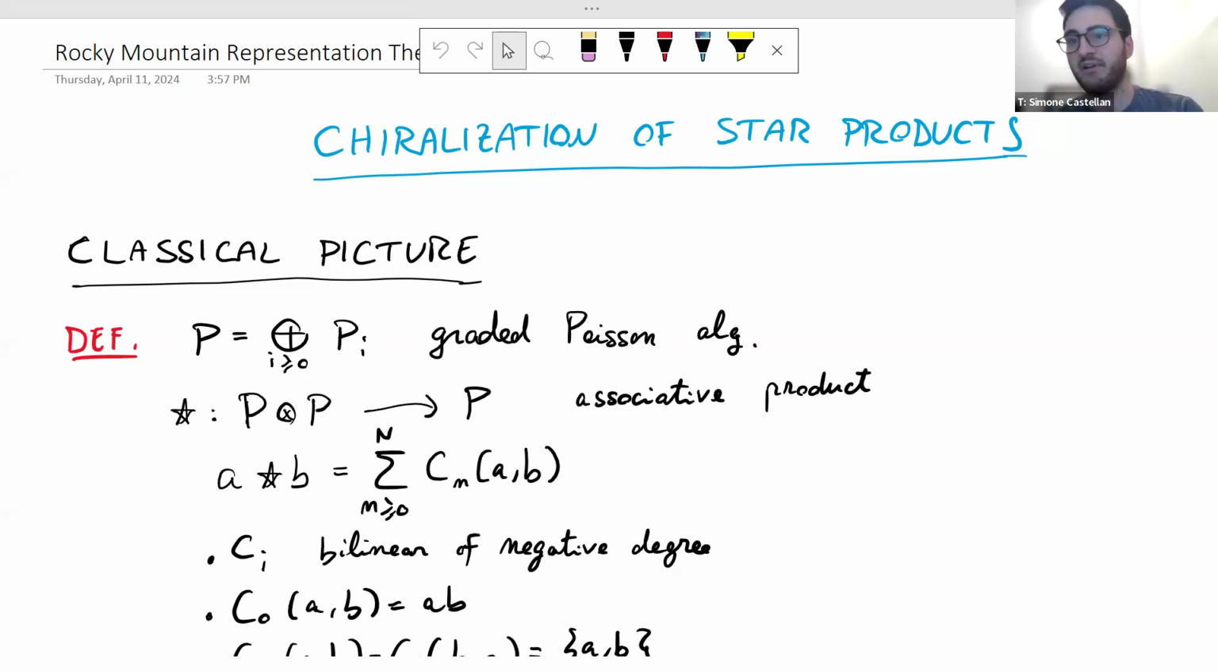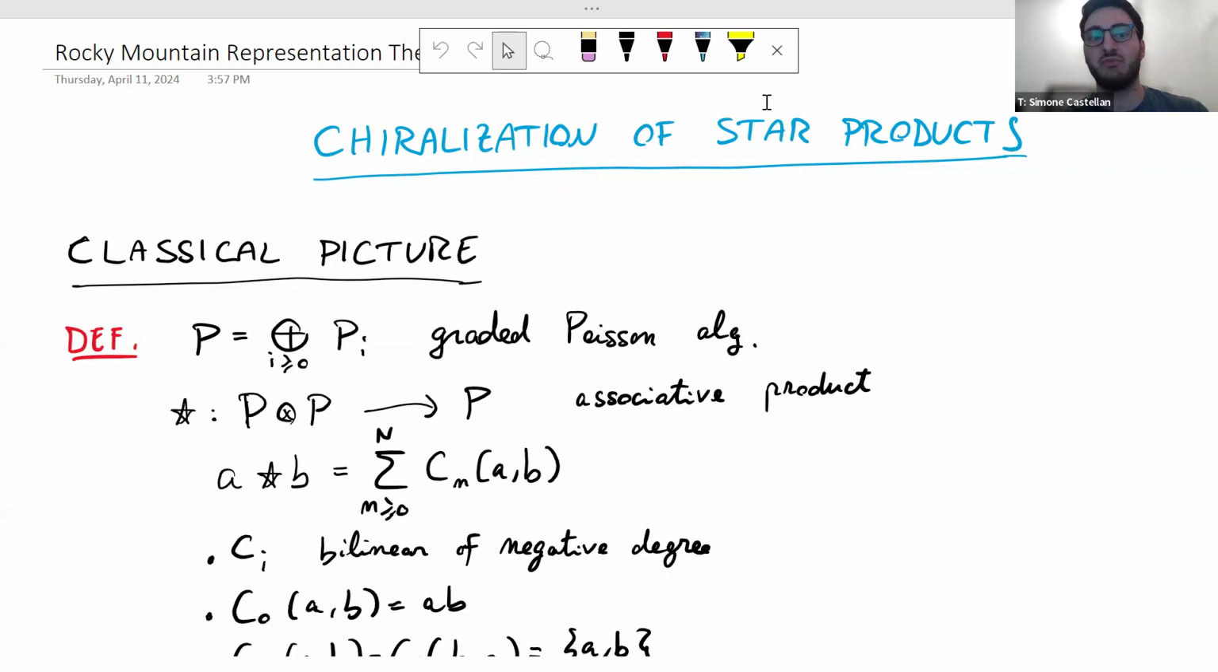Star products are the main object of study in the deformation quantization of Poisson algebras. Poisson algebras are the classical limit of associative algebras, and quantization is sort of going the other way around. So we want star products to be a deformation of the commutative product of the Poisson algebra that recovers this, gives this quantization.